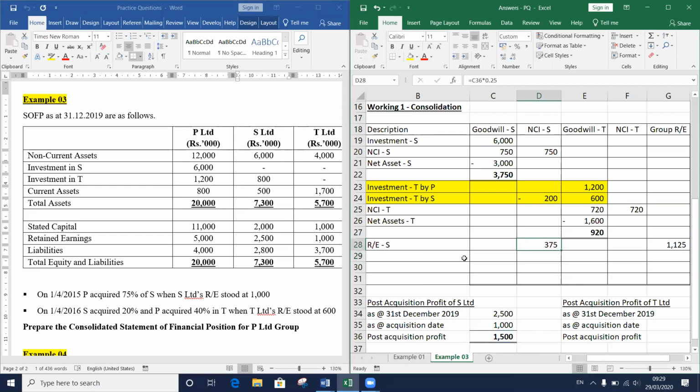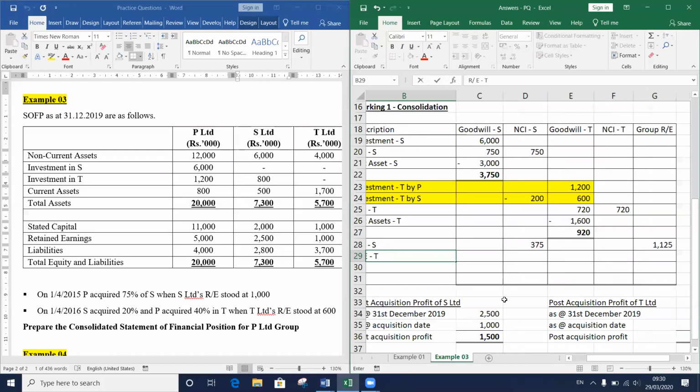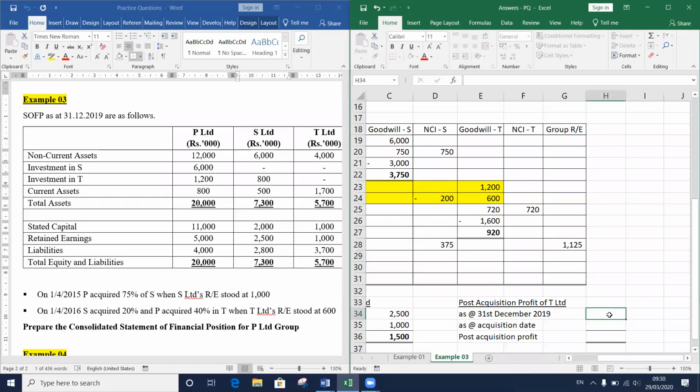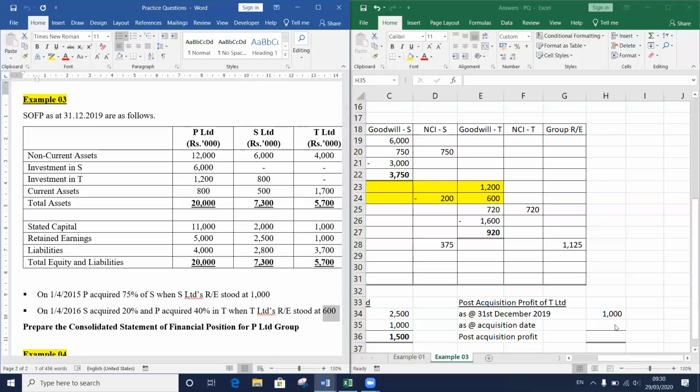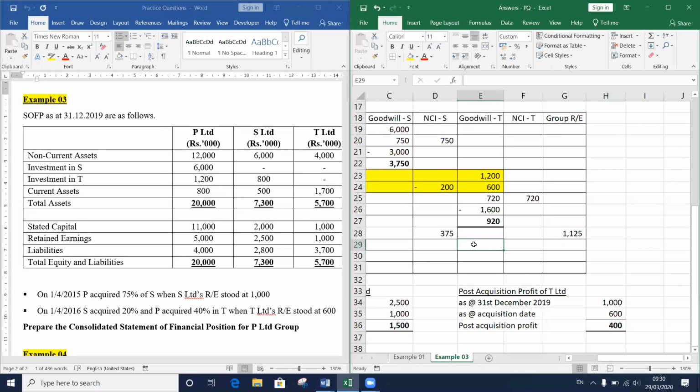Right. Okay, then we have another subsidiary, that is T Limited. So for T Limited also, we need to calculate the post-acquisition profits. As you can see in this balance sheet, the retained earnings as at 31st December 2019 is 1,000. And as at the acquisition date, there was a retained earnings amount of 600. It means the profit generated after the acquisition is 400. Right.